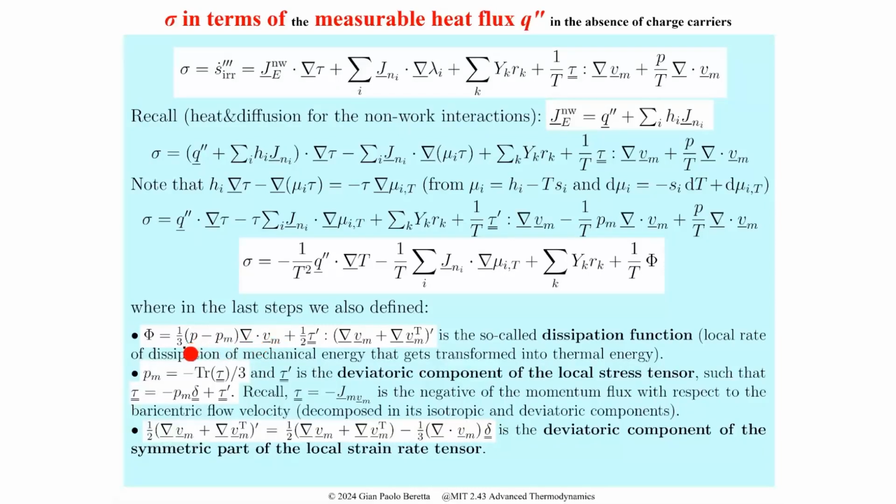And in fact, notice also that in our doing the procedure here, there was a pressure which came in here, and there is a PM, which is a mechanical pressure. That is 1/3 of the trace of the stress tensor. And they are not necessarily the same, and so their difference gives rise to this entropy production term.